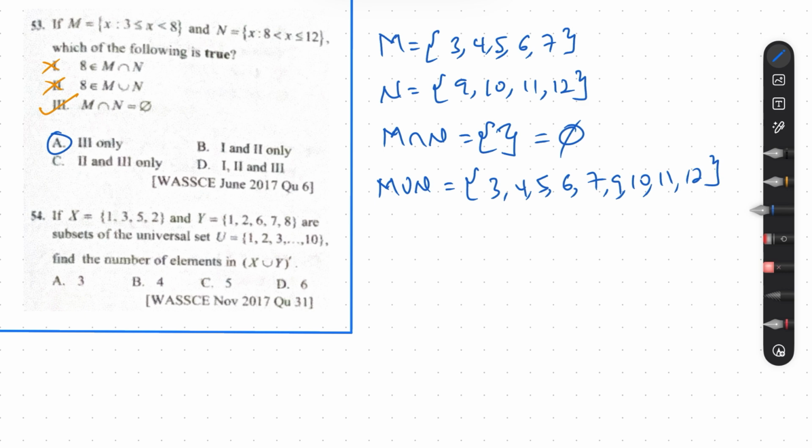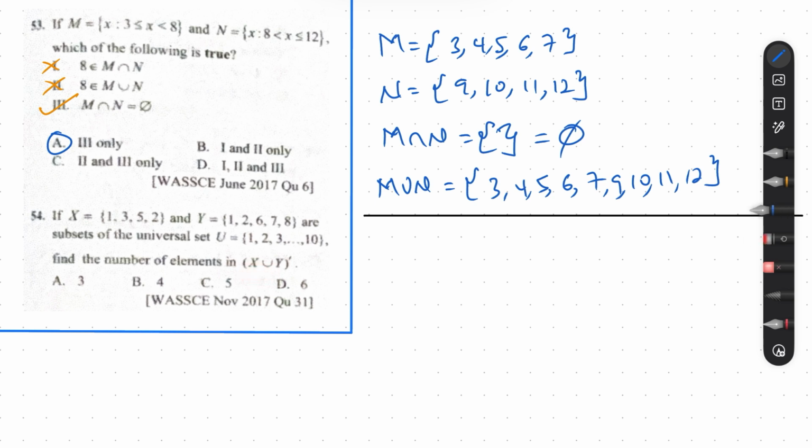Question number 54 says, let me draw a line here. It says if X is this and Y is this, and both X and Y are subsets of the universal set 1 to 10, find the number of elements in X union Y complement. So we first need to find X union Y, then we find the complement. Okay, so let's write it down.